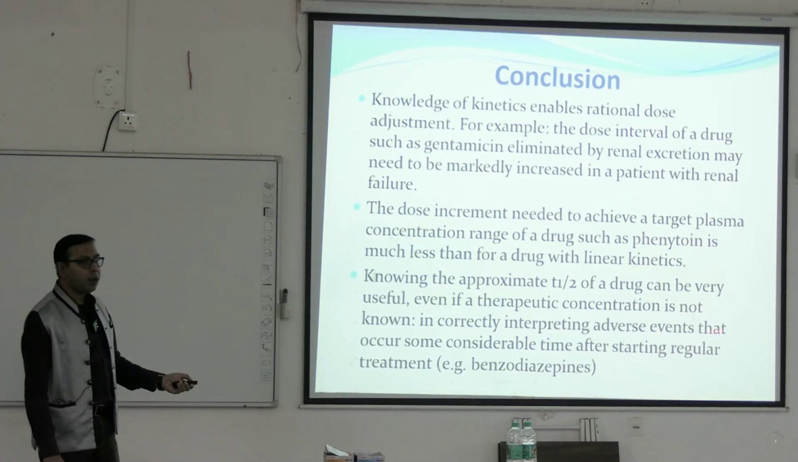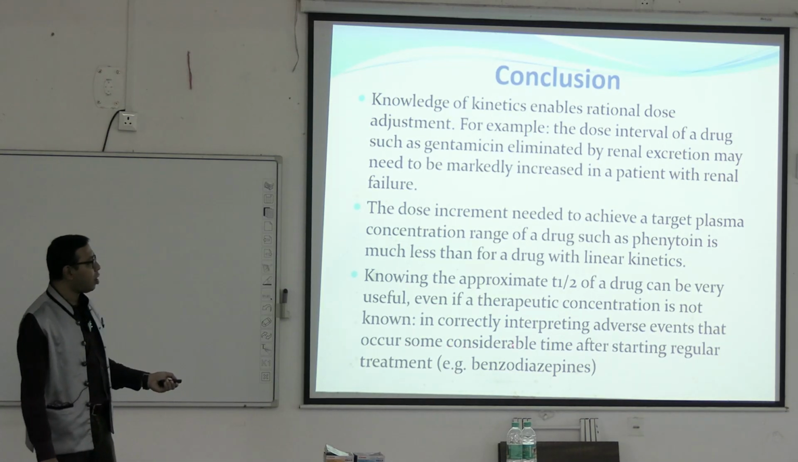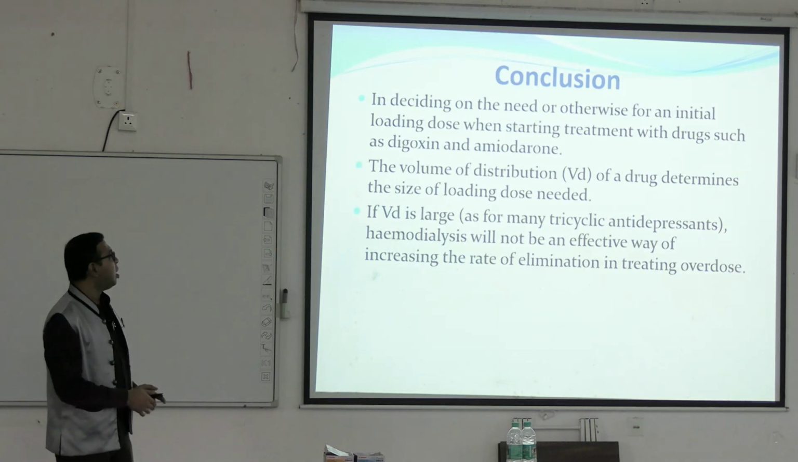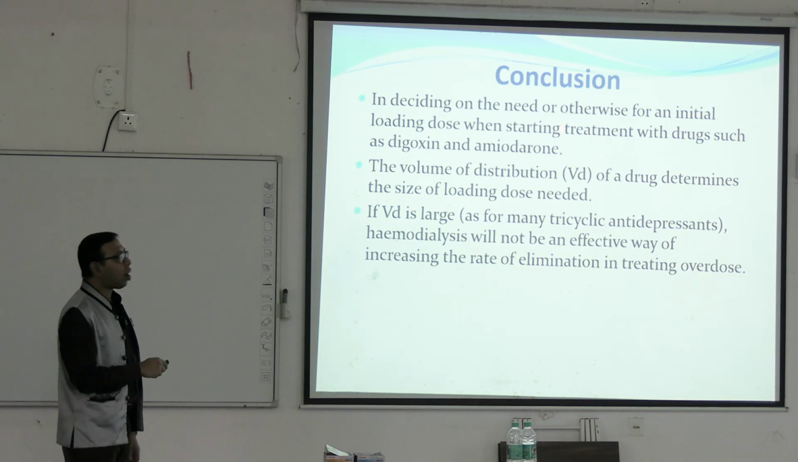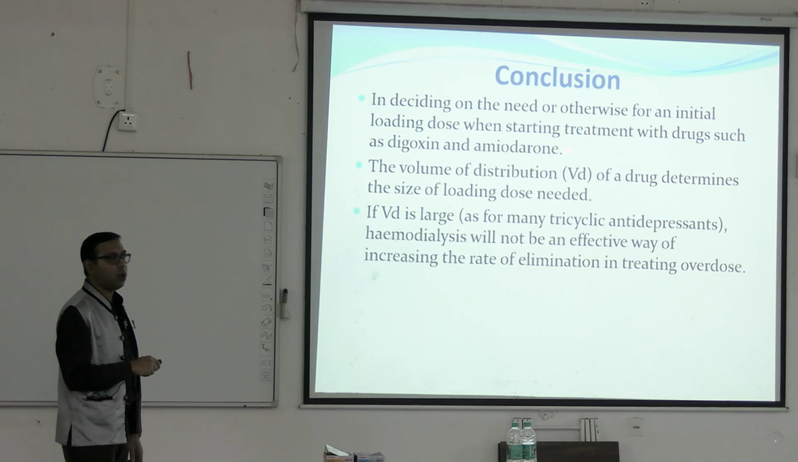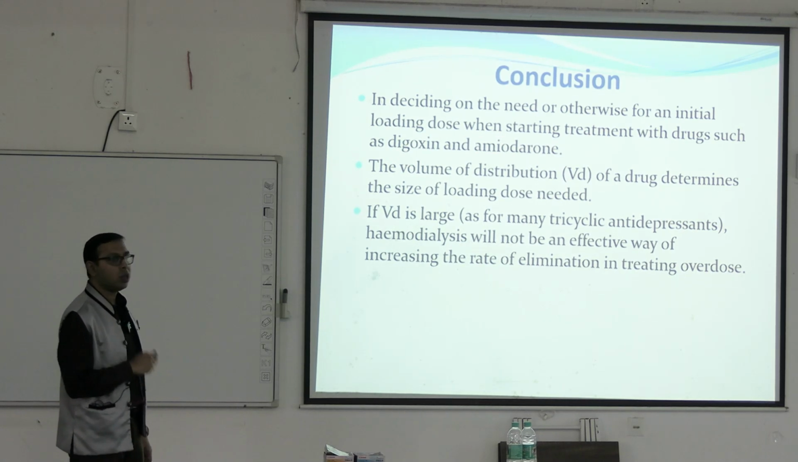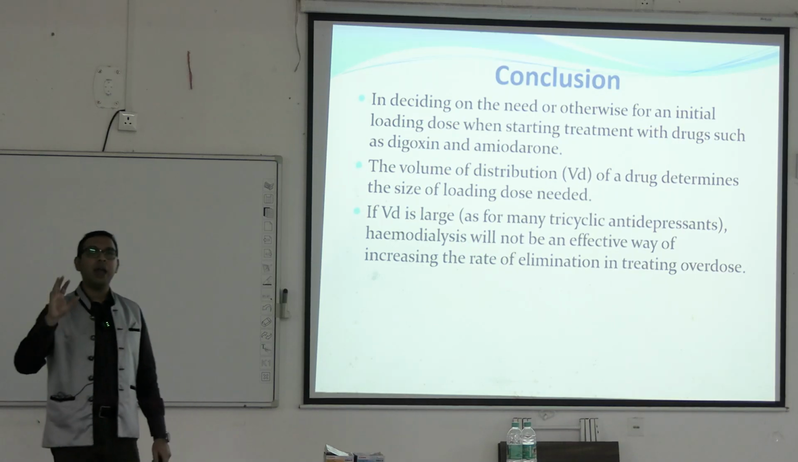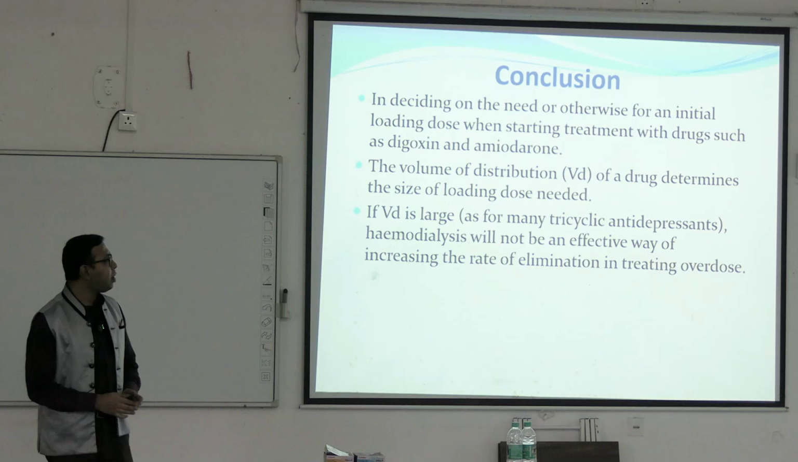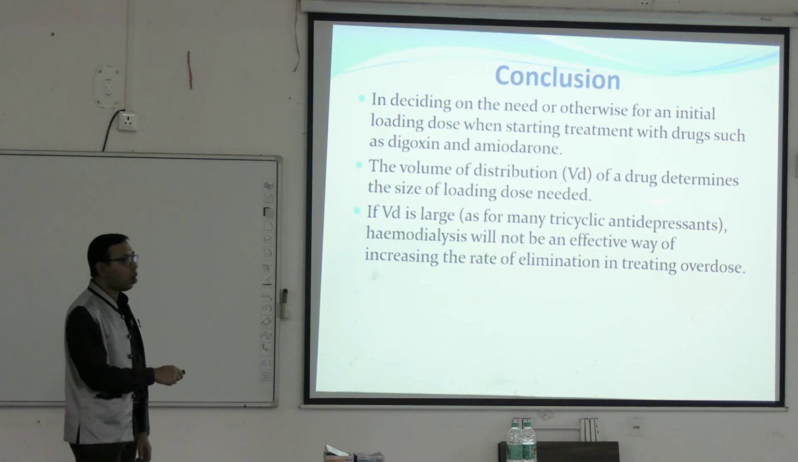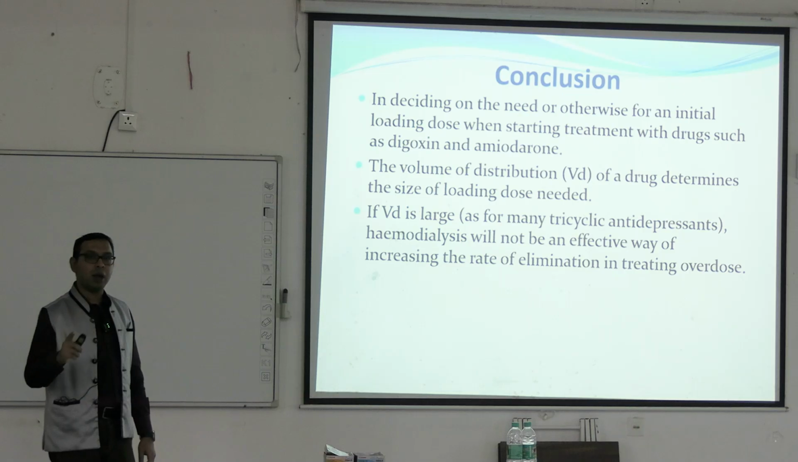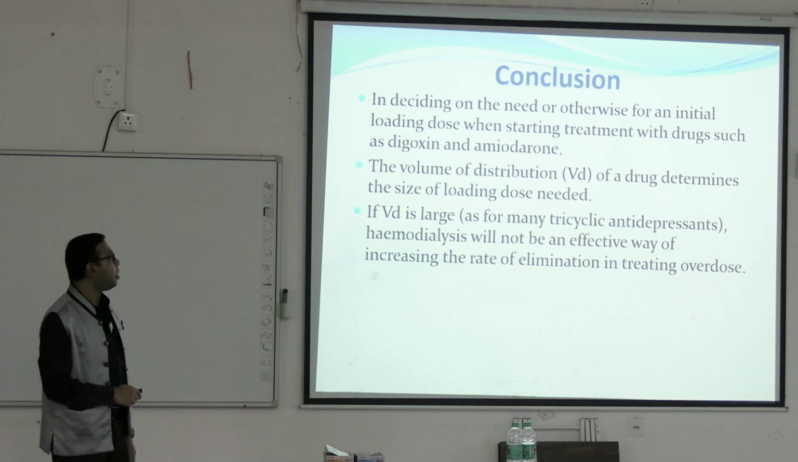So, in correctly interpreting the adverse events that occur some considerable time after starting regular treatment, we can predict that some adverse effect can happen after this. So, in deciding on the need or otherwise for an initial loading dose when starting treatment with drugs such as digoxin, amiodarone. These drugs I am repeatedly telling because digoxin, amiodarone, they need the loading dose and they need the maintenance dose. The volume of distribution of a drug determines the loading dose and the clearance and the half-life are needed for determining the maintenance dose.